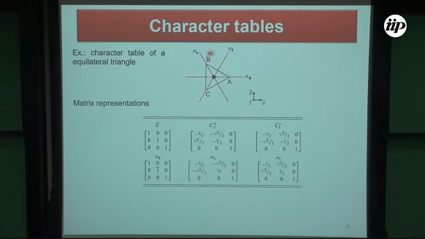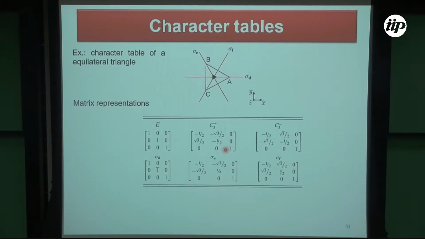For example, this is an equilateral triangle here. It has some symmetry operations. We have C3 as the main axis here. So you have the triangle, you have a C3 axis, you can rotate 120 degrees. And you have the identity. First, these are the matrix representations of this identity. The C3 plus, so the plus we say is clockwise, and the minus is anti-clockwise.